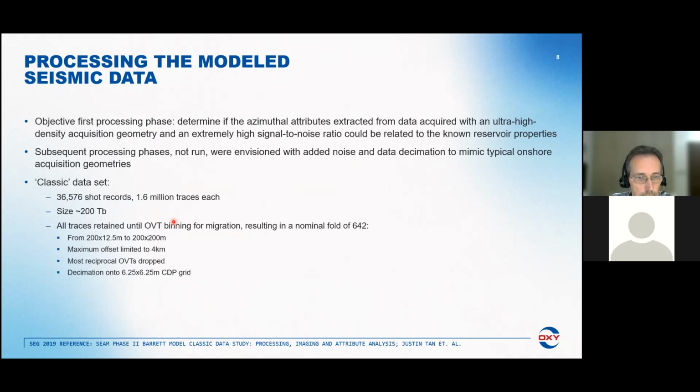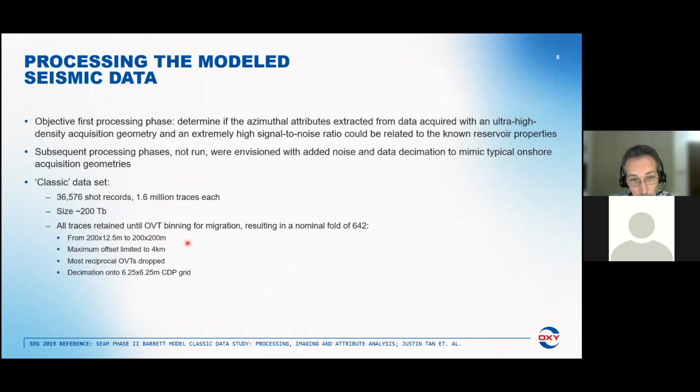So that classic data set, I'm not sure how classic it is because each shot has 1.6 million traces. So the fold is very high. Subsequently, the size is also not small. So not every processing shop can process this amount of data in a reasonable amount of time.